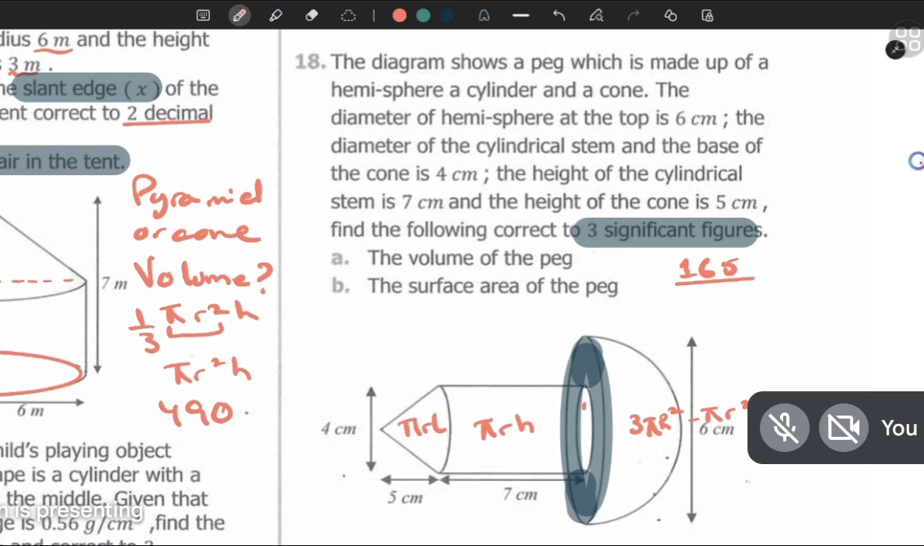Are you done? Sir, I've done it but didn't get the correct answer. What is the answer that you got? Sir, it's 140.